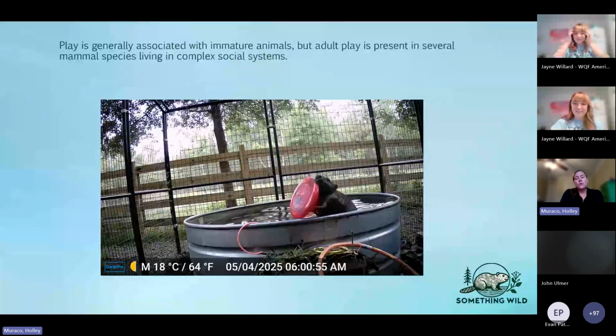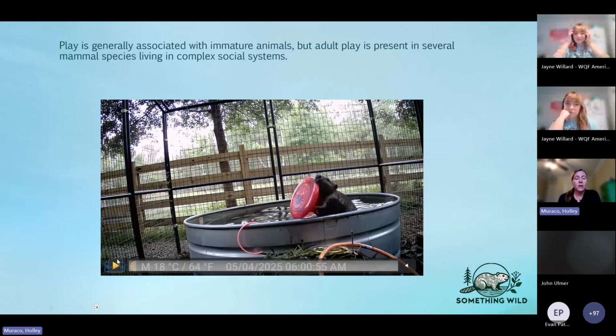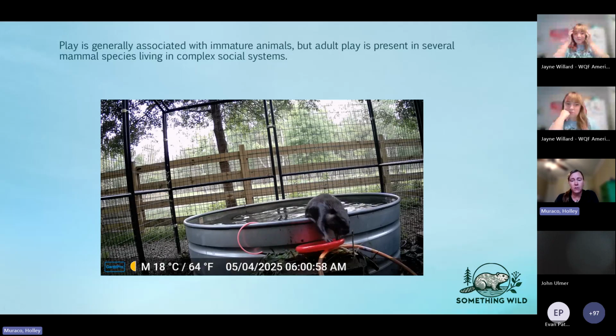And then play normally is associated with immature animals, but adult play is present in many mammal species living in complex social systems. And what we have found initially with our adult Stormy Rose, the adult beaver, only gave her natural items, branches and things like that. And then I accidentally left the hose in her pool overnight one night, and on the camera that I have set up to watch her, she spends most of her awake time at night, I saw her pushing the hose out of the pool, and she was quite interested in it. So then I started giving her some of our toys, and she also has demonstrated an interest in interacting with these things, and it's giving her something to do in rehab, which I think enrichment is very important. So we're taking a close look at her behavior and her interactions with these things.